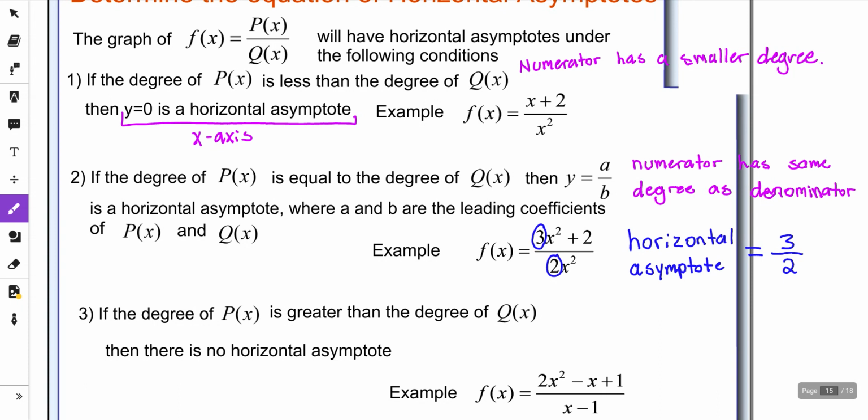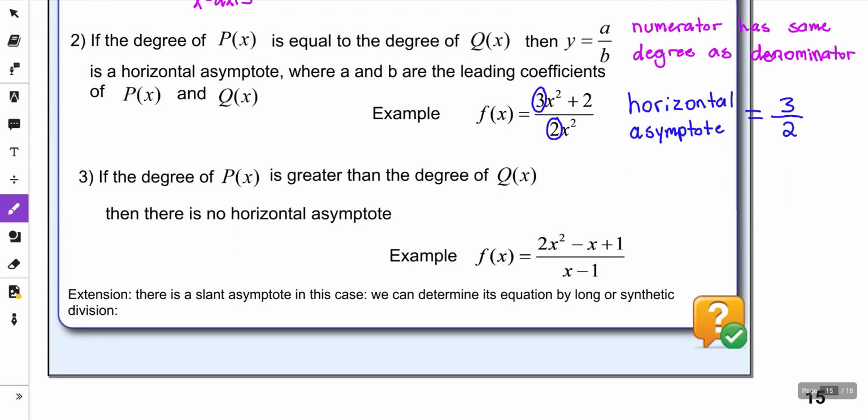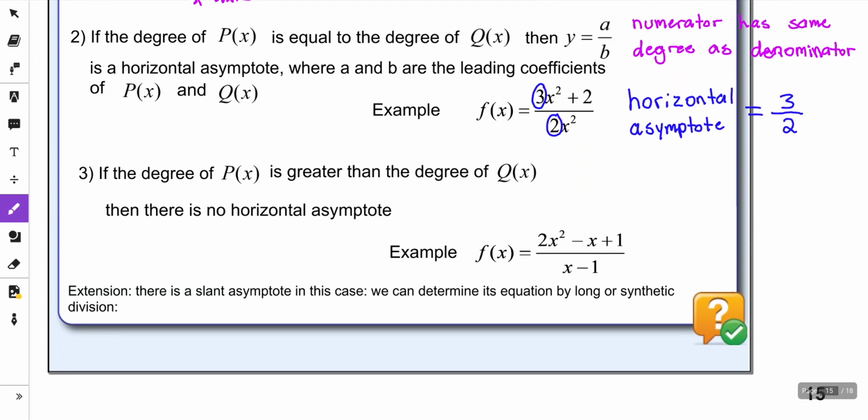And the last scenario is when your numerator actually has a higher degree than your denominator. So they say p of x is greater than q of x. I like to write that out using the words numerator and denominator. So numerator has larger degree.